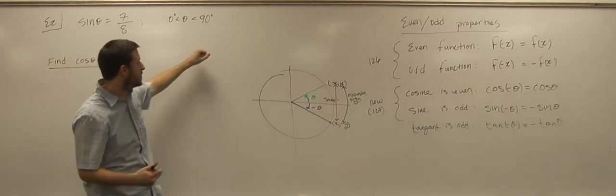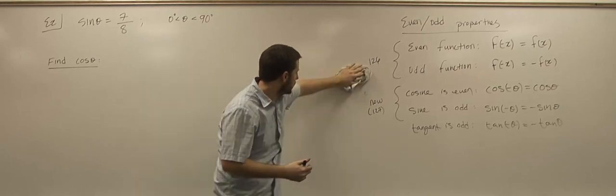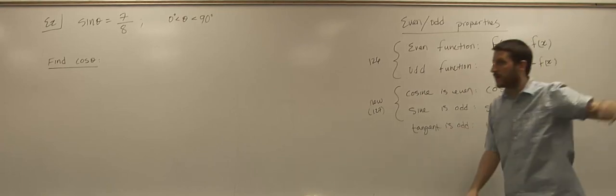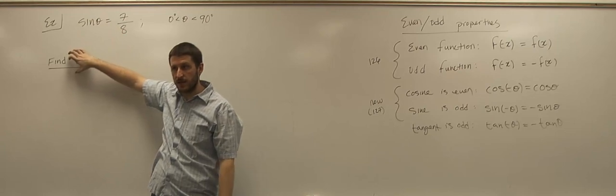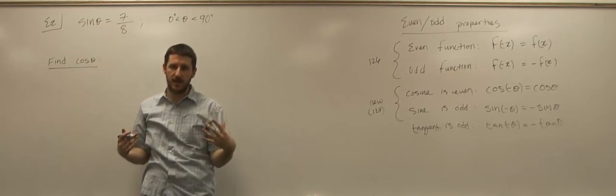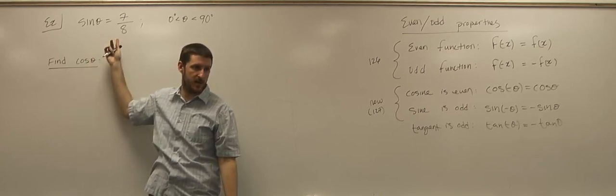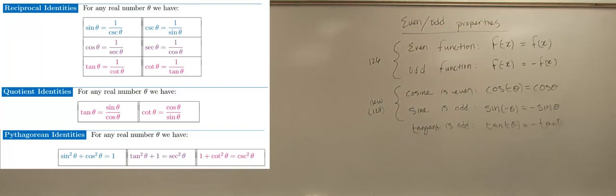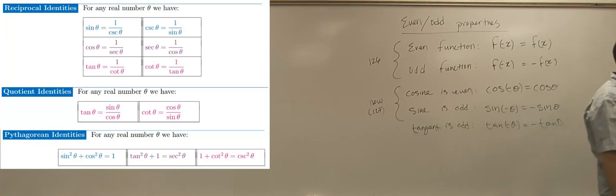Now I'm only using identities because the instructions said use identities. So what you have to do is scour your identities and find one that relates sine theta to cosine theta. It can't have anything else in it. If it has anything besides sine and cosine, it won't work, because all I know is sine. So as I look at my identities, sine theta equals 1 over cosecant theta. That doesn't help me, it doesn't have cosine in it. Cosine theta equals 1 over secant theta. That doesn't help me, it doesn't have sine in it. So you go through.